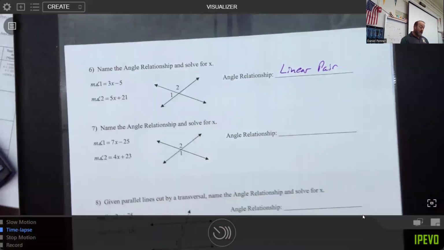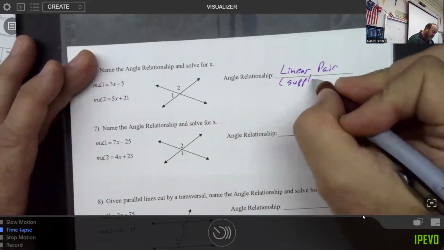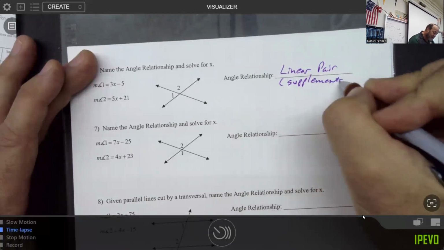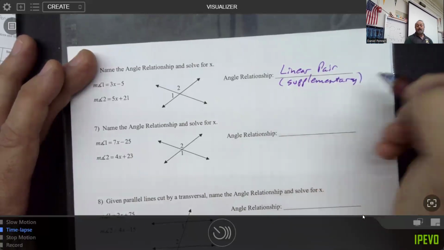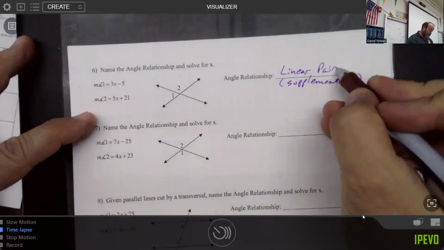So remember, a linear pair also means that those angles are supplementary. Linear pair and supplementary kind of go hand in hand, but not all supplementary angles are linear pairs. This is a specific situation when they come together. This is a stronger word though, isn't it?